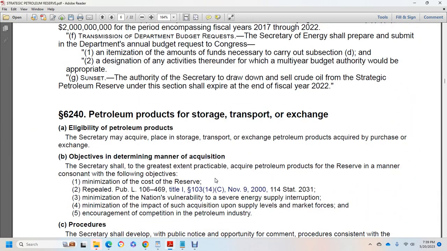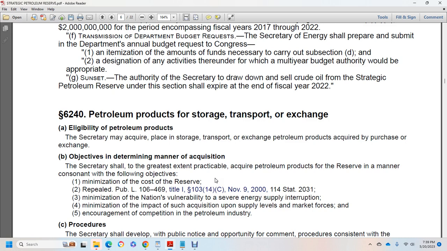Section 6240: petroleum products storage, transportation, and exchange. Eligible petroleum products: the Secretary may acquire, place in storage, transport, or exchange petroleum products acquired and purchased for the exchange, subject to the determined manner of the acquisition.